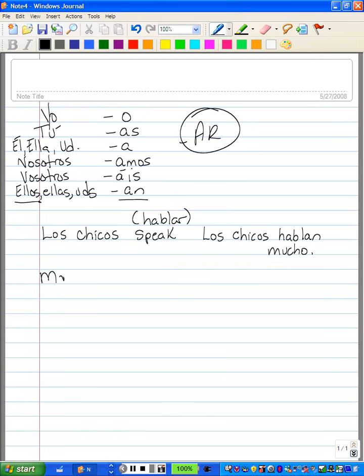Or, for example, if you say Maria and you want to say Maria speaks, then your sentence would be Maria habla. The reason it ends in an A is because right here, ella is she. It's going to end in an A.